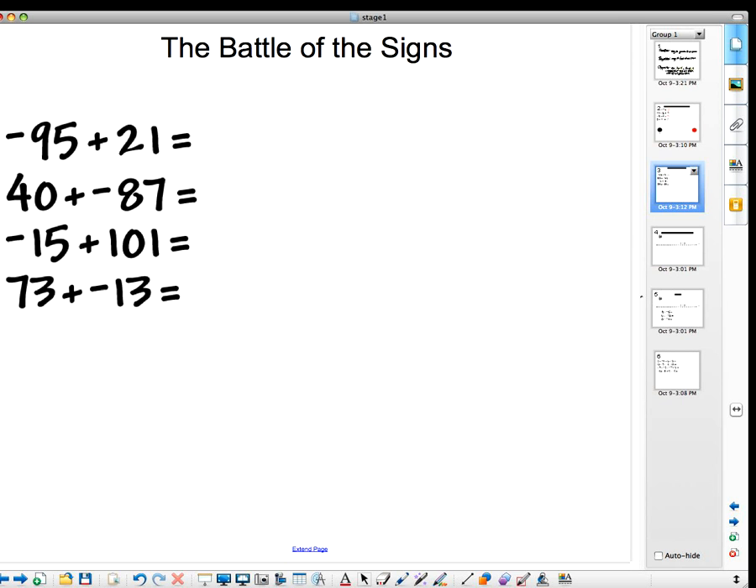Let's move on. What happens if the numbers are too big and you cannot possibly find enough chips to solve these problems? We're talking about the battle of the signs. And the battle of the signs basically says, when you have two numbers, one positive and one negative, that you are adding together, so in an addition problem, you are going to ignore the signs.